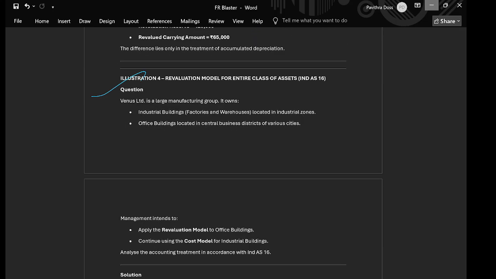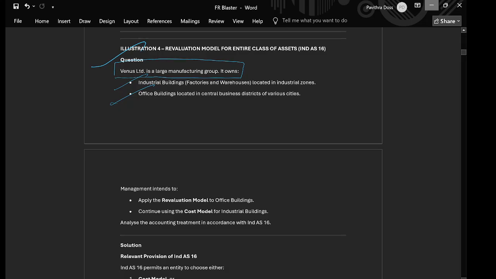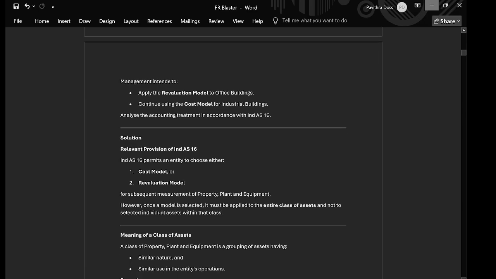Moving on to question number 4. Venus Limited is a large manufacturing group. It owns an industrial building and an office building. Now the management says they want to apply the revaluation model for the office building, and for the industrial building they want to apply the cost model. Can they do so is the question here, right? The point is that it is a building, so should the same method of valuation not be followed? No, it is not like that.